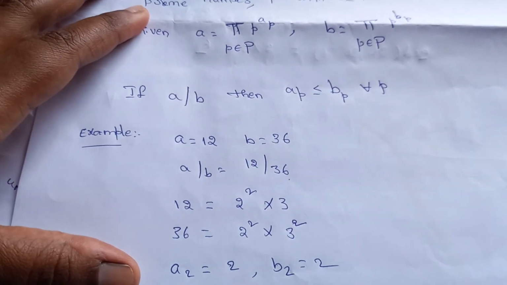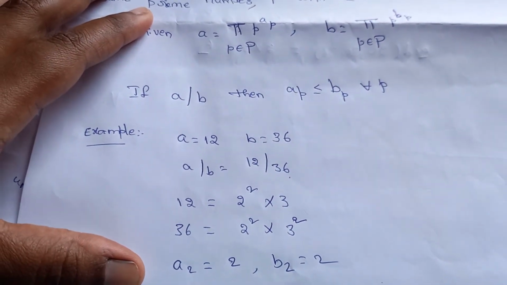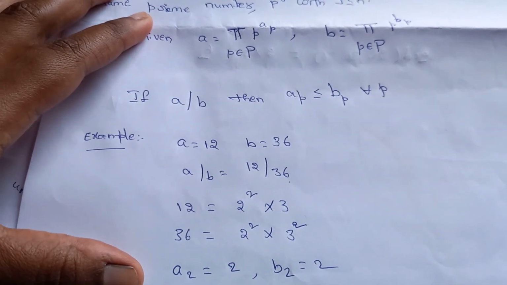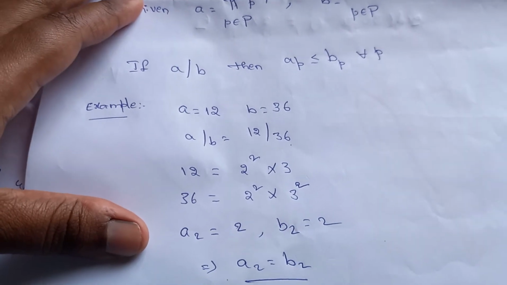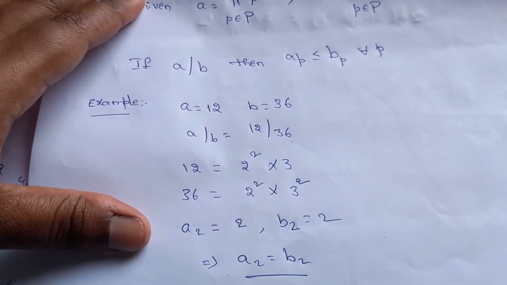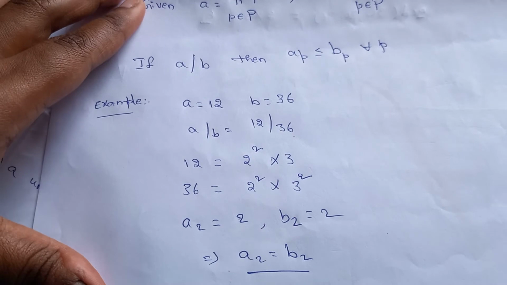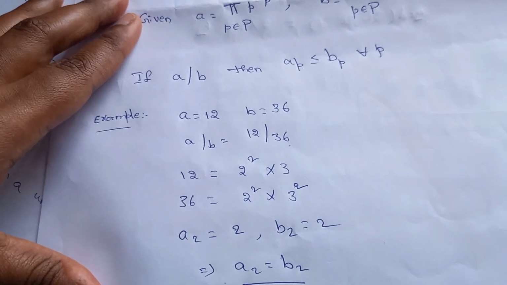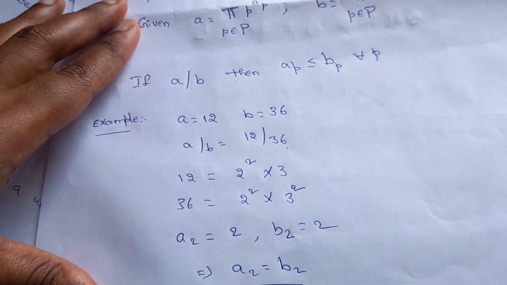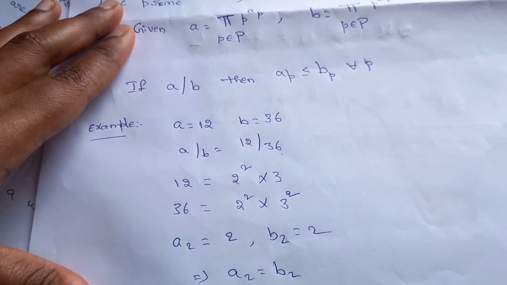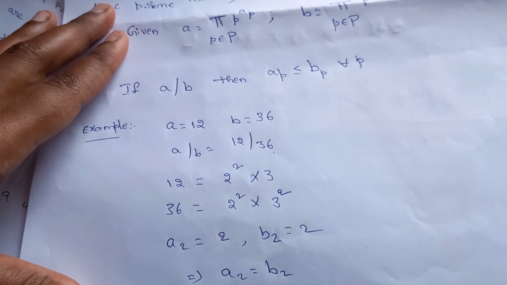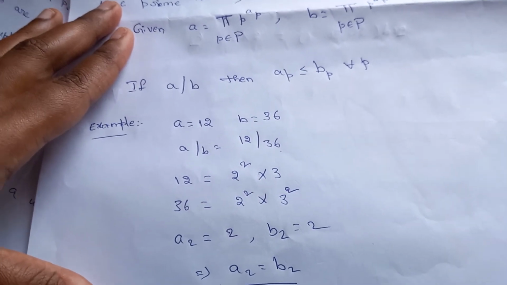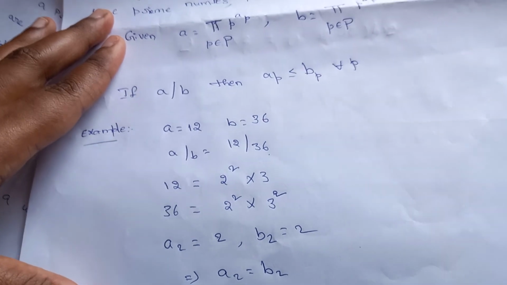Okay, second one. See here, a equal to 12, b equal to 36. Consider two integers 12 and 36, and a divided by b, that means 12 divided by 36. Let's see how to do this when we consider the prime factors for dividing two numbers. So 12 equals 2 power 2 into 3, and 36 is 2 power 2 into 3 power 2.